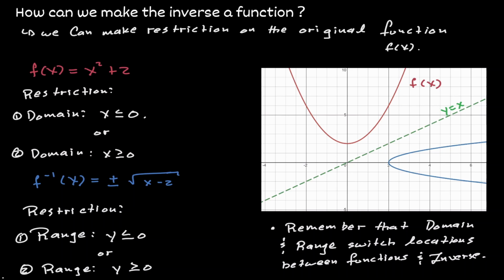So to summarize, if the inverse does not pass the vertical line test, think of restrictions that you can place on the original that will make it pass the horizontal line test. Because when your original function passes the horizontal line test, then the inverse function will pass the vertical line test, and then we can claim that the inverse is a function.